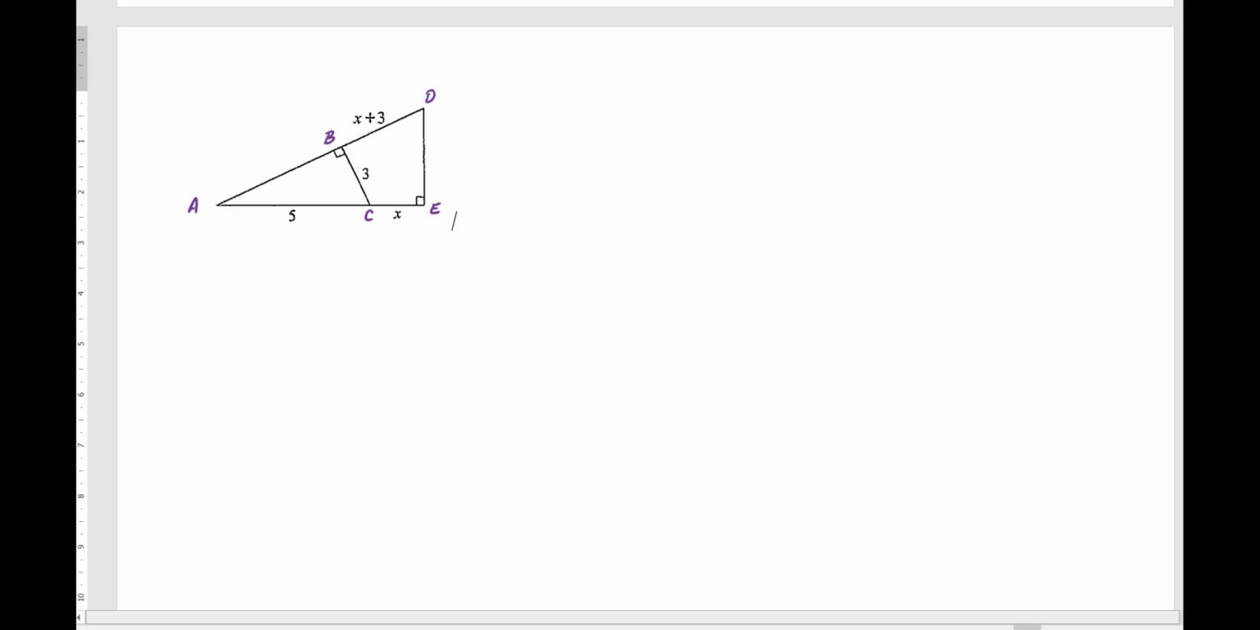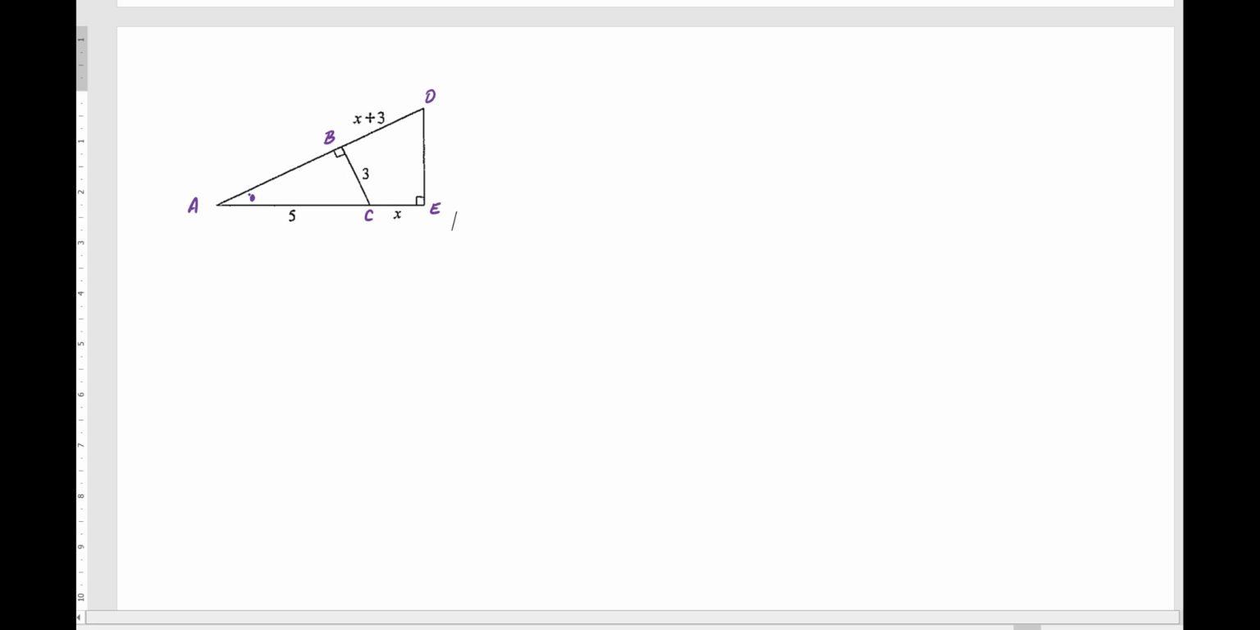Last type of example. We won't go through it, we'll just explain the proof. You can see, are they similar? So I've got the 90 degrees here, and once again we've got a common angle. So we can say, yes, we've got similar triangles.